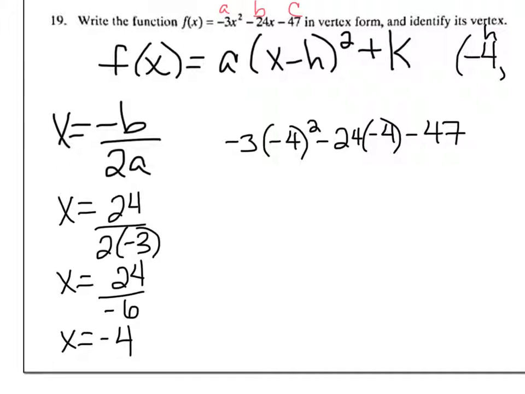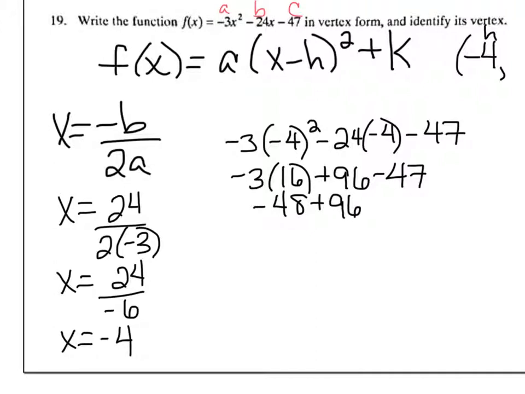We would do exponents first. Negative 4 squared is a positive 16. We could also do this next part, negative 24 times negative 4. Well, a negative and a negative will make a positive, and 24 times 4 is 96, and then minus 47. Well, negative 3 times 16 is negative 48. So now I can just add all these together. Negative 48 plus 96 minus 47 takes me all the way down to 1. So I know that if my x is negative 4, the y is 1, and that's the other half of the vertex.